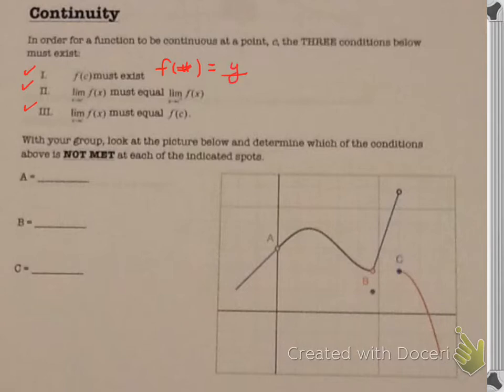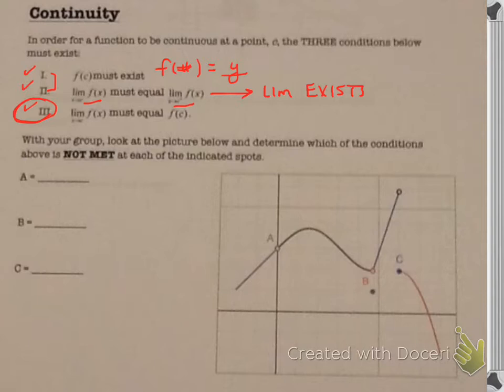And the second condition says something that we've been playing with all along now for the last week or so, and that is that the limit must exist. That's really what that's saying. And in order for a limit to exist, the limit from the left has to equal the limit from the right. And then the last one basically takes number 1 and 2 and says they have to be the same.